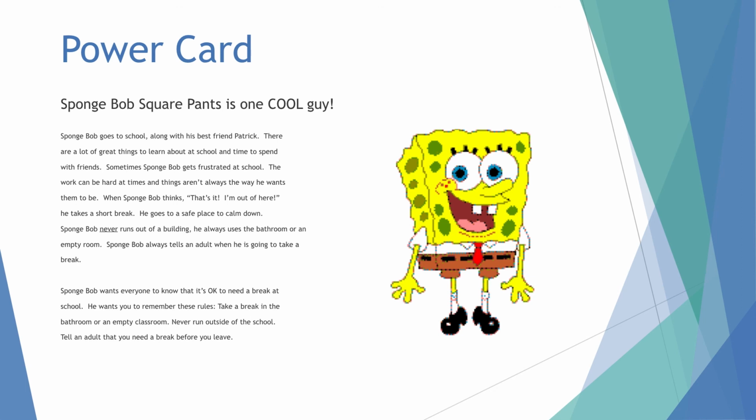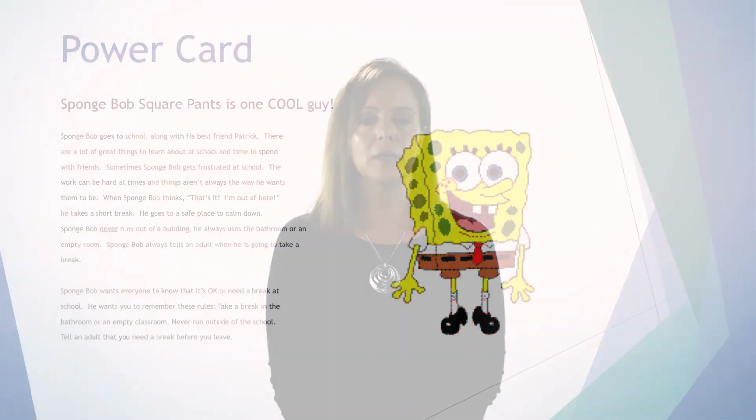When SpongeBob thinks, that's it, I'm out of here, he takes a short break. He goes to a safe place to calm down. SpongeBob never runs out of the building. He always uses the bathroom or an empty room. SpongeBob always tells an adult when he is going to take a break. So that's kind of like the little social story that you would do.